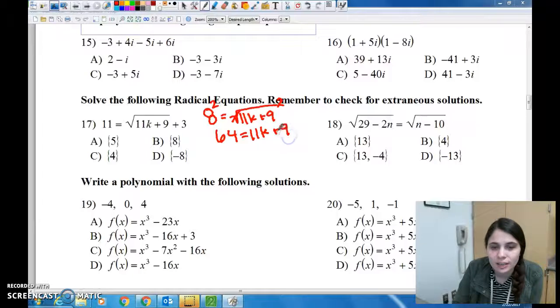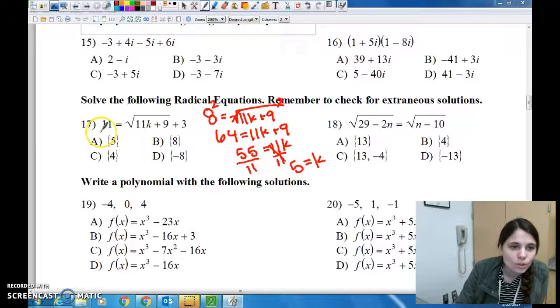And then I can subtract 9 from both sides, and I'm left with 55 equals 11k. Divide both sides by 11, and 55 divided by 11 is 5. So k is equal to 5, which is option A.